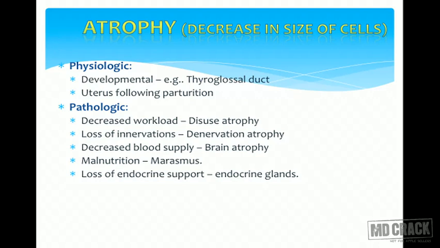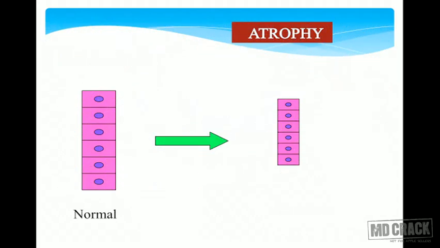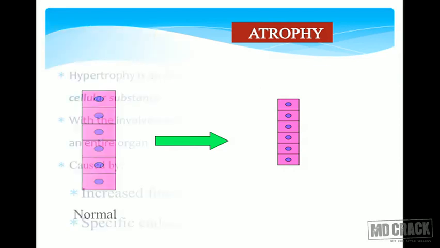Vital nutrients are not supplied to the particular organs. Loss of endocrine support, meaning endocrine glands will undergo atrophy. That's again an example of pathological atrophy. Senile aging itself is an important process where atrophy will take place. So atrophy is decrease in the cell size. Along with that, the number of cell organelles will come down.